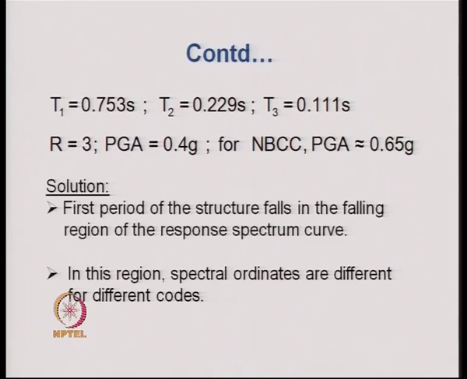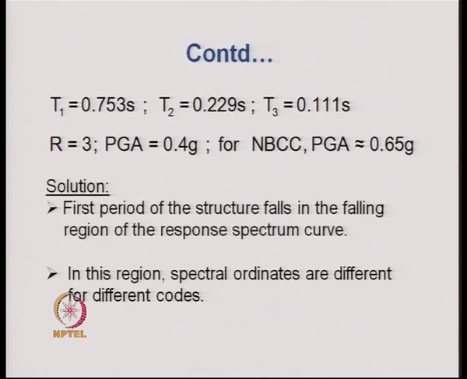For the time periods that were calculated, we can get 7 time periods. Out of that, the first 3 time periods are shown: 0.753 second, 0.229 second, and then 0.011 second. So, one can see that the time periods are quite widely spaced. Therefore, we expect that the SRSS rule and CQC rule will provide nearly the same kind of result.